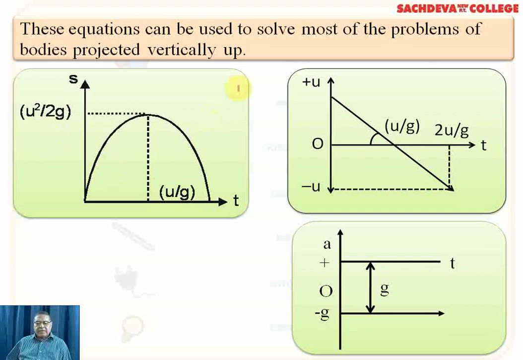Now in the second graph, we are finding the graph between v and t, that is the positive value of u and the negative value of u. The line joining the y-axis and x-axis is inclined, and it is indicated by u/g or 2u/g. The third graph indicates the relation of acceleration and time, and the separation of the two lines will be the acceleration due to gravity. When the body is going up, g will be minus. When it is coming down, g will be positive.